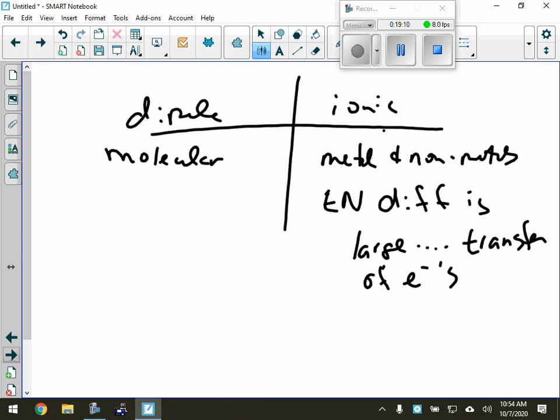Metals lose electrons, non-metals gain them. Remember that? Remember how to draw those? You should. You better. What's the electronegativity difference here? It's relatively small. It's smaller. Really technical terms here. Do we get a transfer of electrons? Yep. They share electrons.